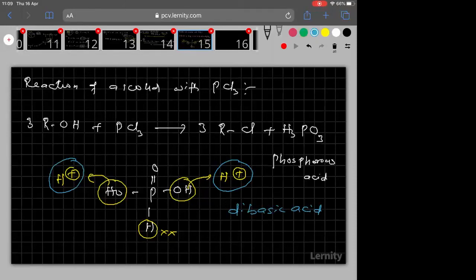So please copy the diagram of H3PO3 also. I hope you copied the H3PO3 structure. And remember, it is a dibasic acid because it is giving only 2 H plus ions. Followed?